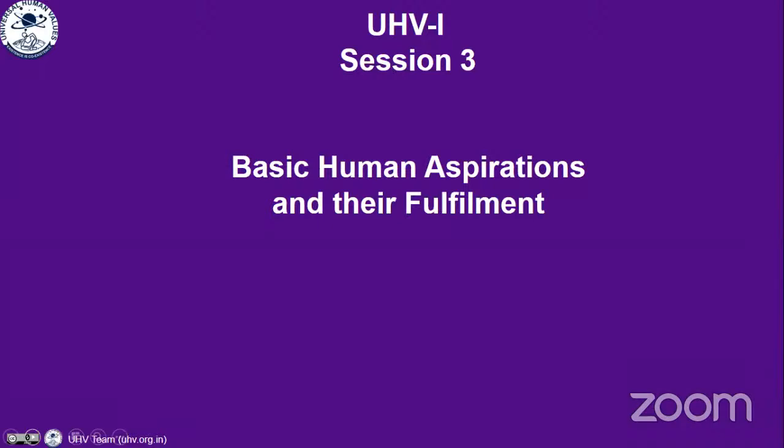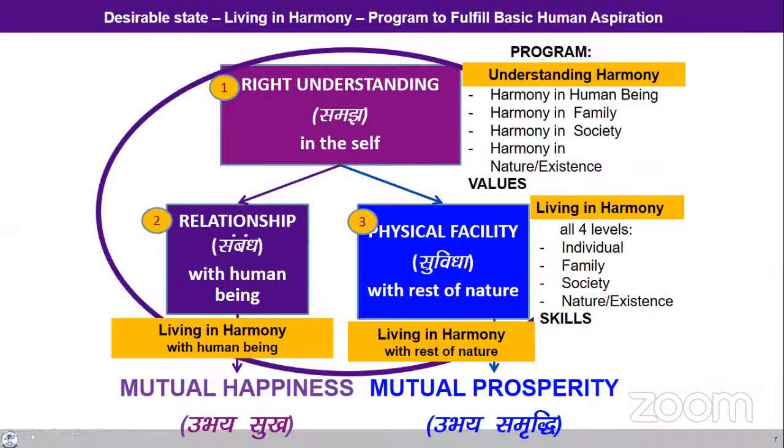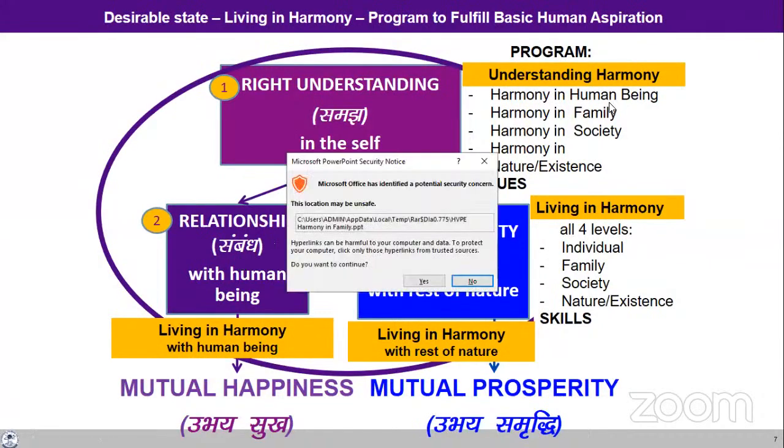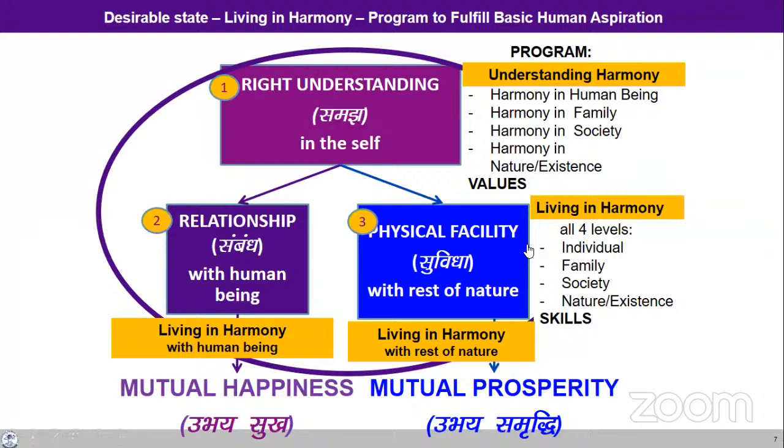Then in the coming sessions, we will discuss the program to fulfill this basic human aspiration. That's the third session, basic human aspiration and fulfillment. There we can bring this proposal of priority order, desirable state, living in harmony, and the program to fulfill the basic aspiration. Right understanding as the first priority, relationship with other human beings as the second priority, and physical facility with the rest of nature as the third priority.